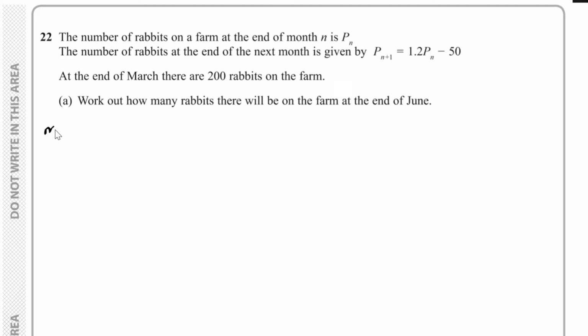So basically, March, that is P3, and we know that that's equal to 200, and we want to find out how many rabbits there will be at the end of June. So first of all, we need to work out how many there'll be in April, then May, then June.